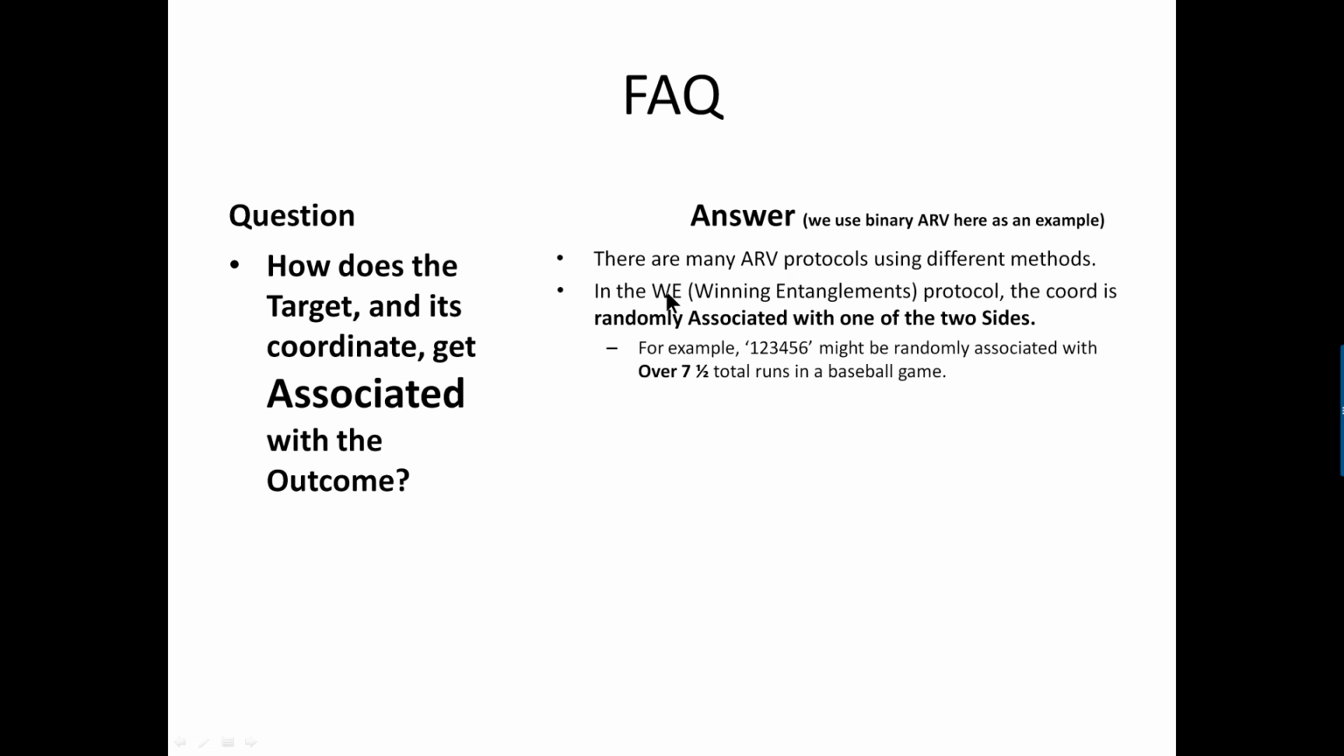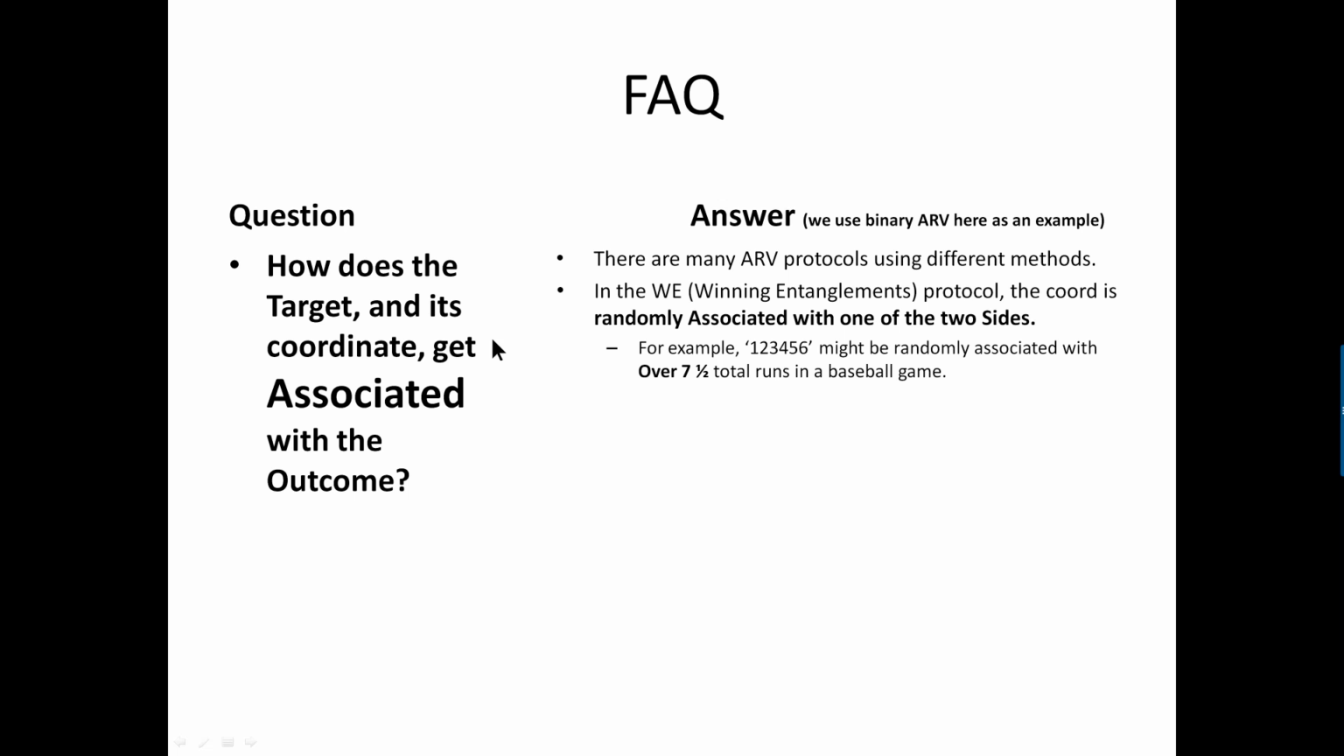But as you'll see, conceptually it'll be similar. It's this first step in WE, the winning entangled protocol, which is actually different than some of the other protocols. Now, this is what you must get: the coordinate. Let's just talk about the case where there's simply one coordinate. 1, 2, 3, 4, 5, 6 is your coordinate.